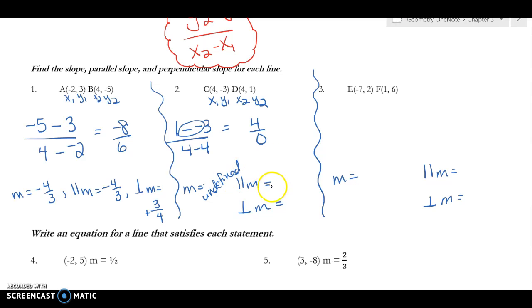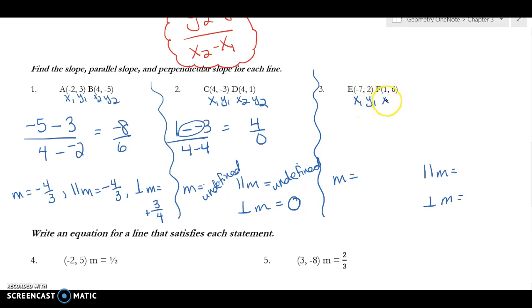Well, parallel slopes stay the same, so that means this one's also undefined. Perpendicular, flip, and change. Well, undefined is a vertical line, and the line perpendicular to that is horizontal, so my perpendicular slope is 0. All right, so let's try the next one.